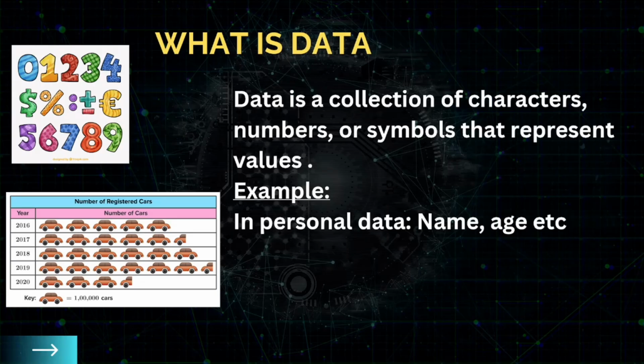Data is, as you can see here, a combination of numbers, symbols, everything, and it can be in image format also. So we can call data a collection of characters, numbers, or symbols that represent some values. If you take an example in personal data, name, age, etc., when we collect them, that becomes data. Also, for example, in real life, when you want to purchase a phone, you start searching for the data. Which iPhone is good or which Android is good, you start searching on the internet. So all this, you are collecting the data, right? That is called data. Clear now?